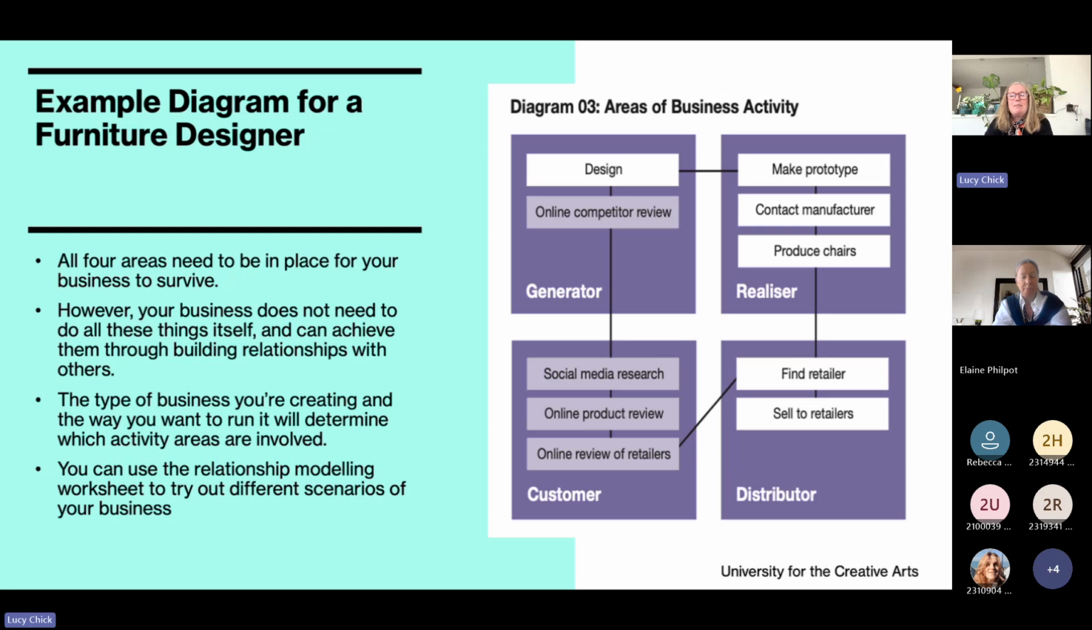Okay, so here's an example of a diagram relating to this for a furniture designer, and their generator is them. The ones that are in lilac are where things are happening online. So the generator activities are designing the furniture, doing an online competitor review. The realizer is making the prototype, contacting retailers and producing the prototype.